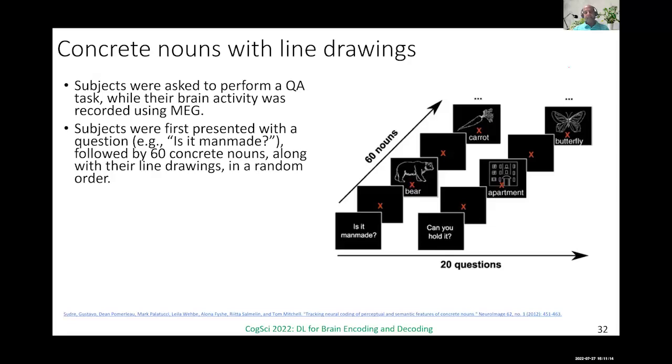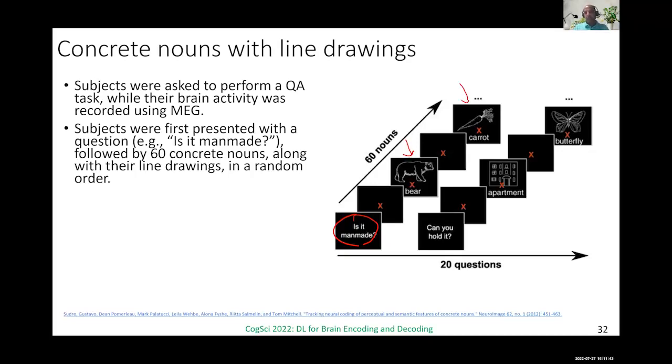This particular data set has words with line drawings in it. The task that subjects were told to do was question answering while they are looking at these pictures. MEGs were recorded, so it's an MEG data set. Subjects were presented with a question, so is it man-made? And after that, they were shown pictures corresponding to 60 different concrete nouns.